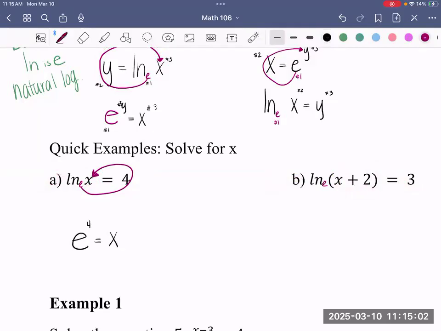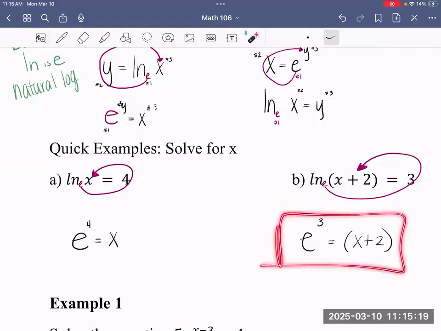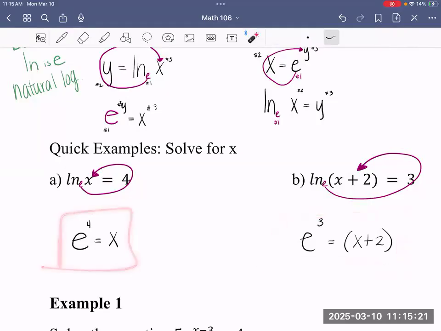Or on your other case, e cubed is equal to x plus 2. Now, if we were asked to just convert, great, we are done converting, right? But if it asks us to solve, we want to get x to one side. So for us, that first one, we were done. x is now alone on one side.